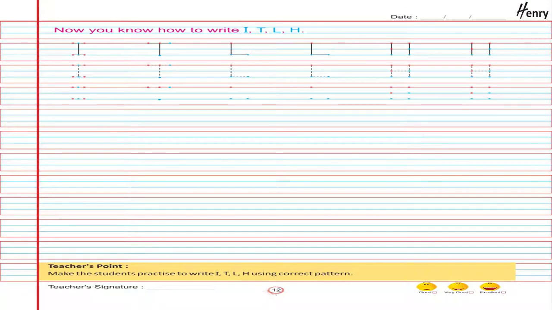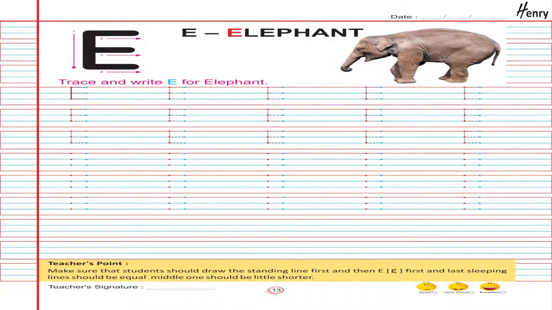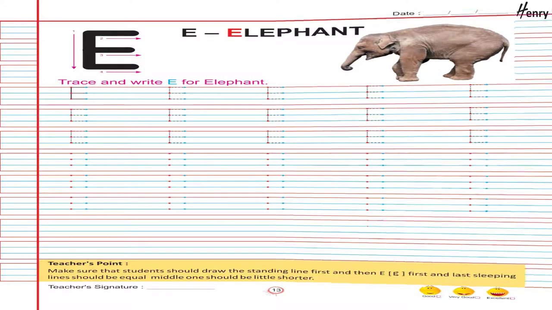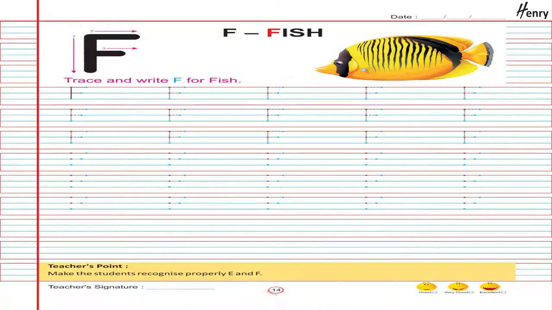Now you know how to write I, T, L, H. E, elephant. E, trace and write E for elephant. F, fish. F, trace and write F for fish.